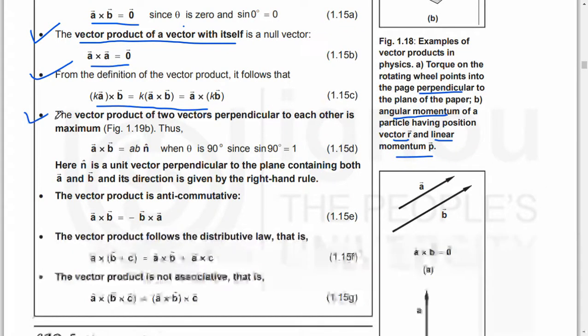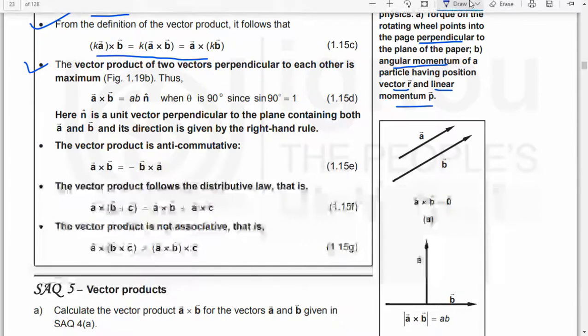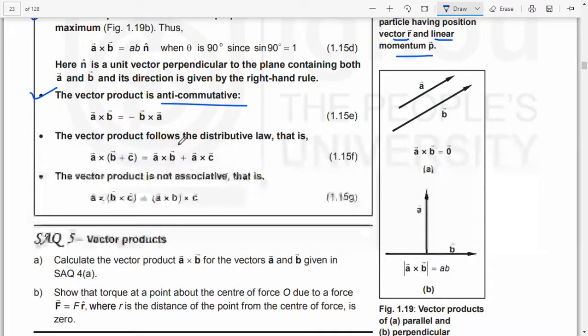The vector product of two vectors perpendicular to each other is maximum. Figure B. Thus, A cross B equal to AB n, when theta is 90 degrees, since sine 90 degrees equal to 1. Here n is a unit vector perpendicular to the plane containing both A and B, and its direction is given by the right hand rule. Vector product is anti-commutative: A cross B equal to minus B cross A.